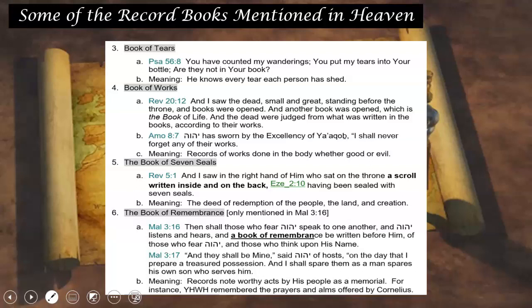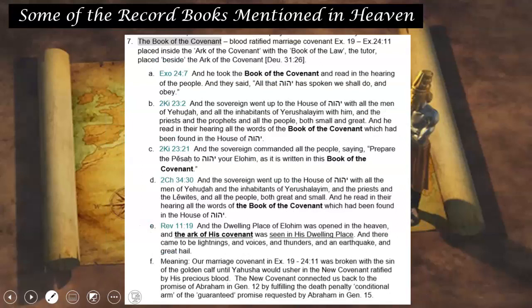Meaning records noteworthy acts by his people as a memorial. For instance, Yahweh remembered the prayers and alms offered by Cornelius. We have the book of the covenant, our marriage covenant, blood ratified marriage covenant, Exodus 19 through Exodus 24:11. It's placed inside the Ark of the Covenant with the book of the law. The tutor placed beside the Ark of the Covenant. Chapter 24 of Exodus, verse 7.